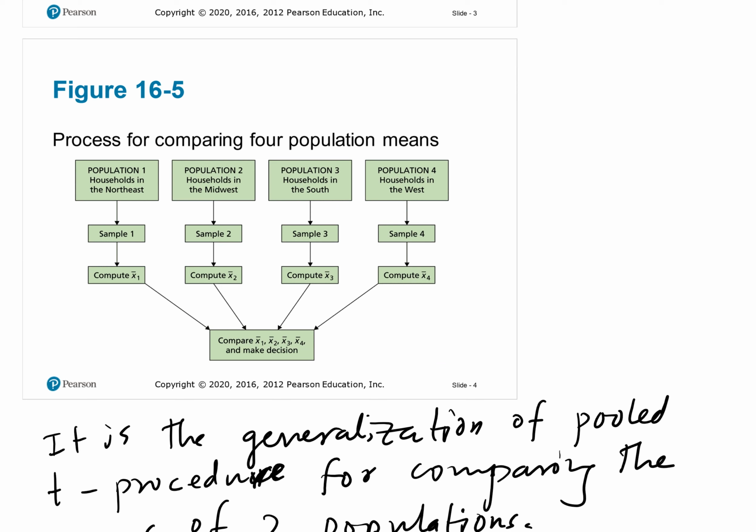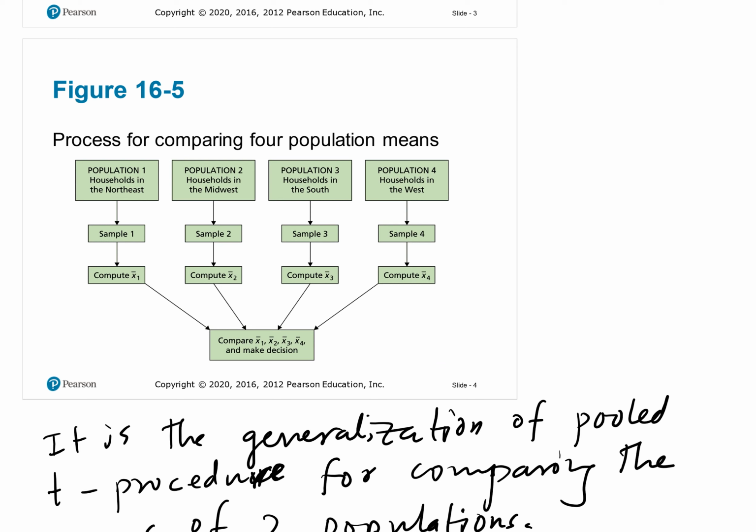Here they're just giving you an idea about how this works. This is an example of four populations, and from each population a sample was drawn. Then they computed the mean for each sample, the mean for sample 1, mean for sample 2, and so on, and then they compare them and make a decision. Remember, this talks about the variance, in other words the variation in the samples. Do we have enough variation or not?